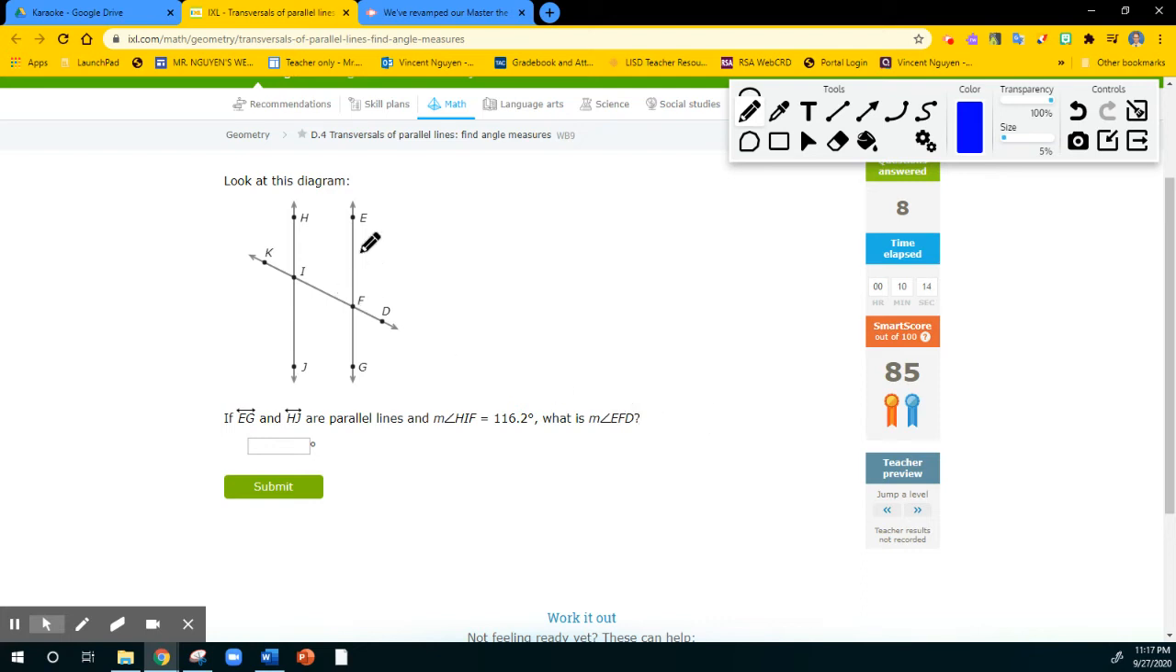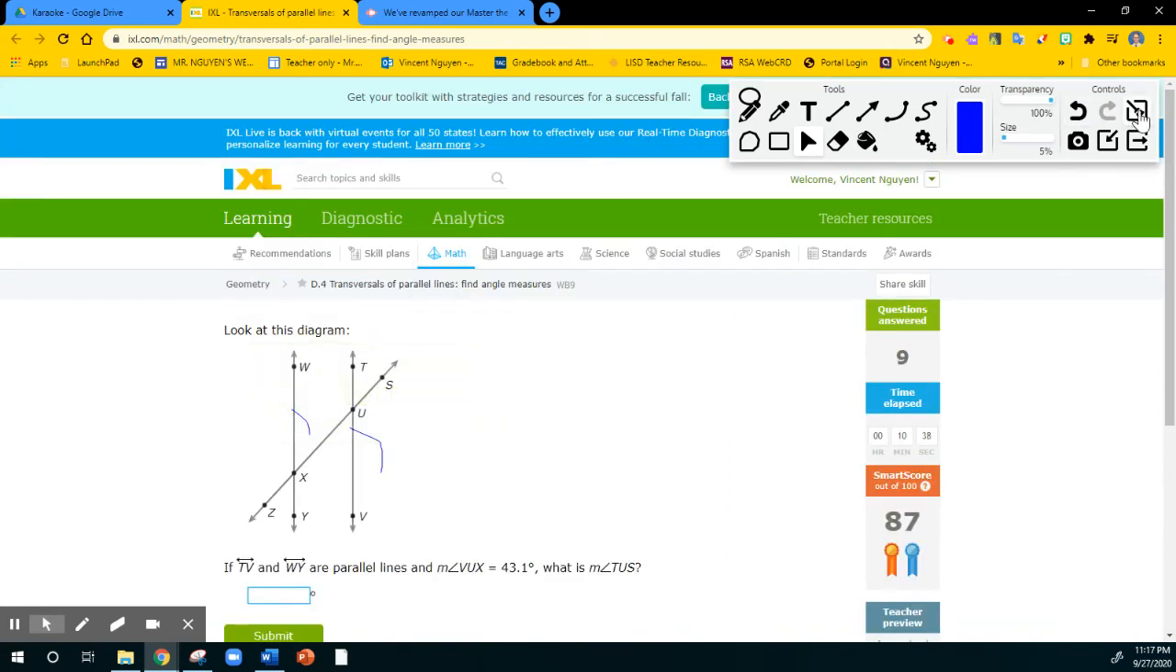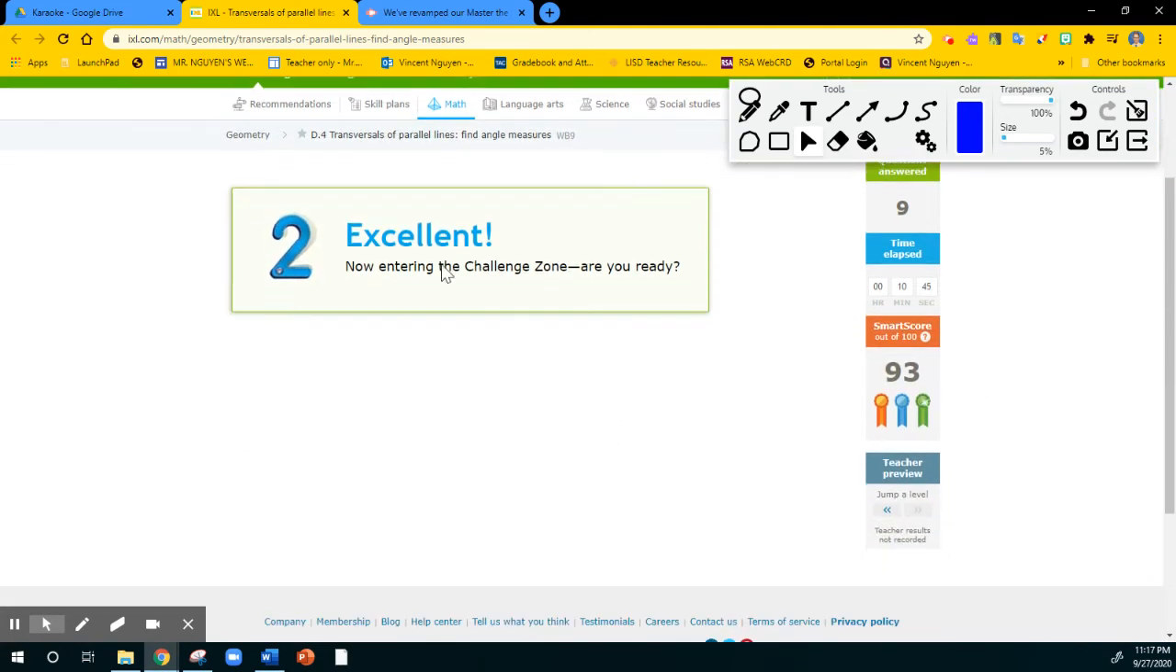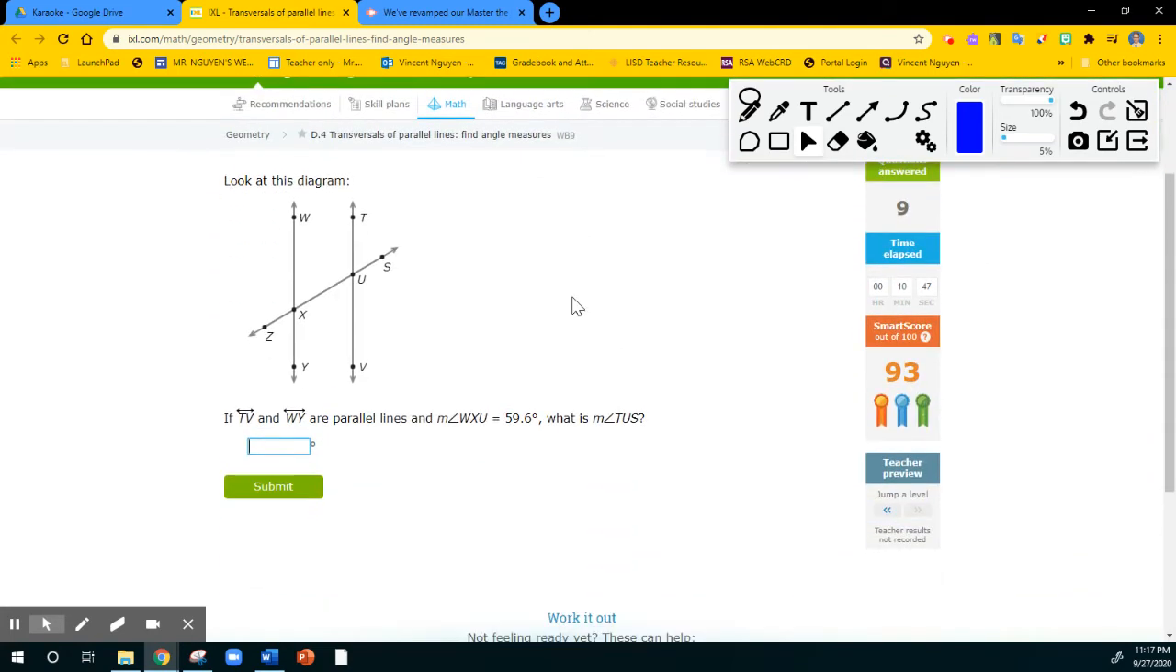EFD. This one. HIF. This one again. Corresponding again. What? This 116.2. That's all it is. It's just congruent. They haven't given us any other type of angles. Let's see if that gem level, maybe gem zone will give me some other angles.